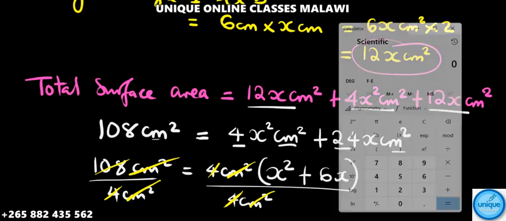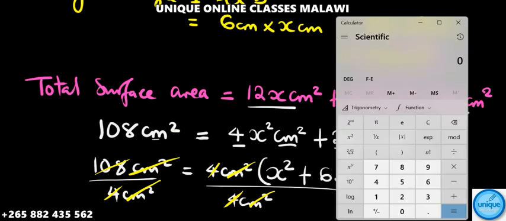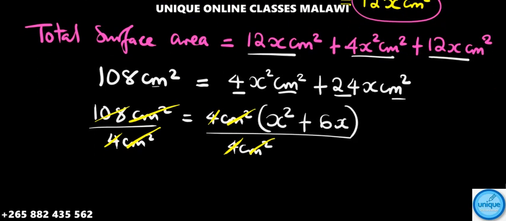So we have 108 divided by 4, the answer is 27. Then we have 27 equals x squared plus 6x.